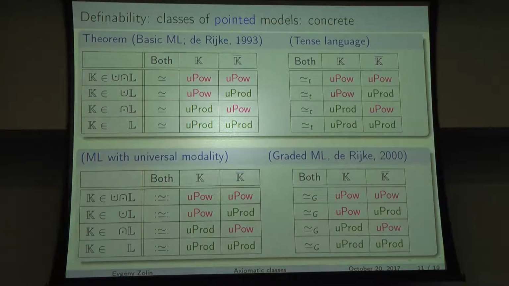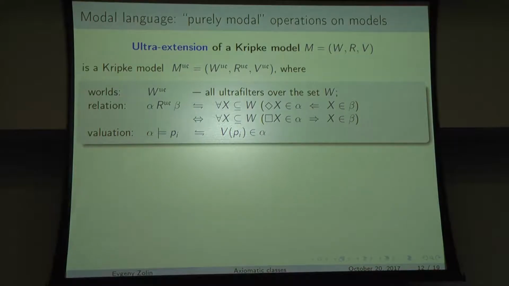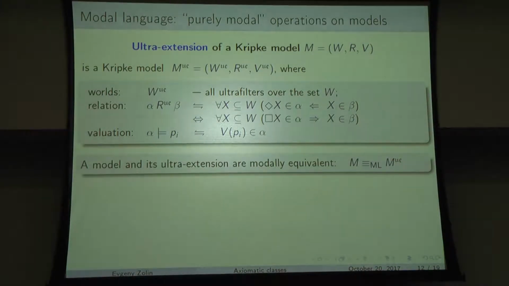We have some operations in modal model theory. For instance, the ultrafilter extension. Given a Kripke model, we can obtain a model whose worlds are all ultrafilters over the original set W, and some particular relation and valuation. This new model is modally equivalent to the original one, so the operation preserves modal formulas, and moreover, this new model is saturated. I didn't write it here.